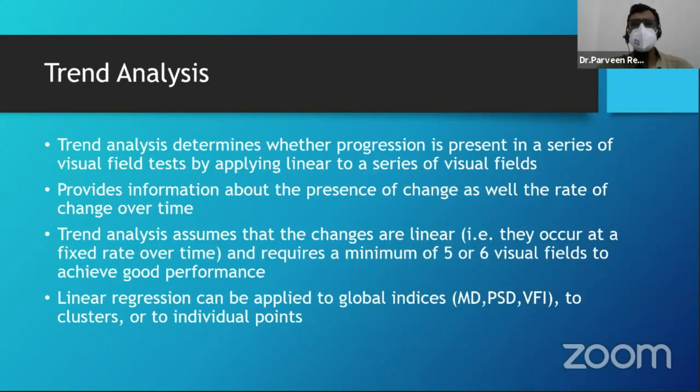It provides information about the presence of change as well as the rate of change, and it assumes that changes are linear. So this is a drawback: to make this change or direction final, we need at least 5 to 6 visual fields to say, yes, there is a trend of change present. This trend analysis can be applied to global indices. I have applied it to the mean deviation, pattern standard deviation, as well as the visual field index.